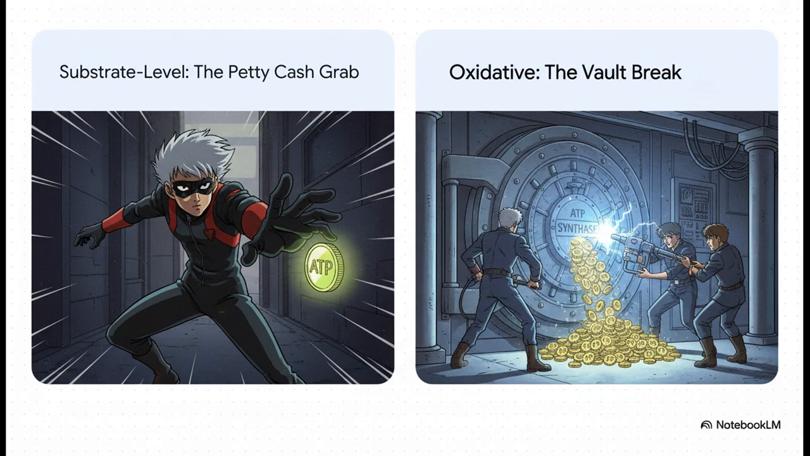Now, on the other hand, you've got the main event, oxidative phosphorylation. This isn't petty cash. This is the big, complex, planned-out vault break. It's way more involved, but the payoff is massive. We're talking a treasure trove of ATP. This is the sustained energy that lets a marathon runner keep going for hours.